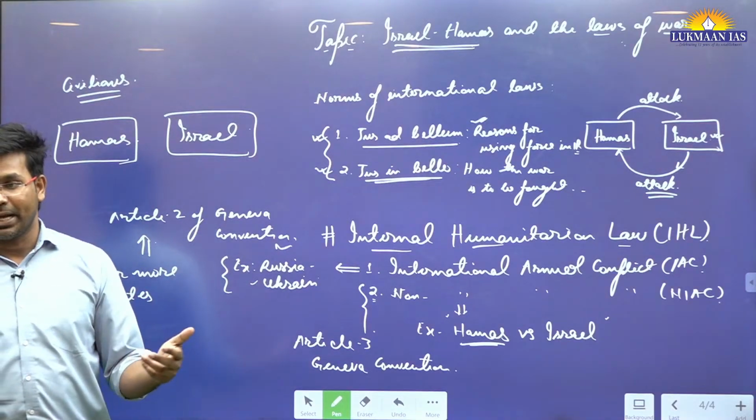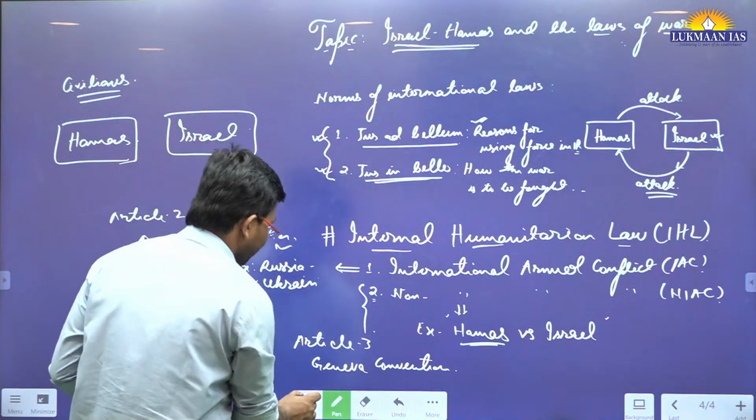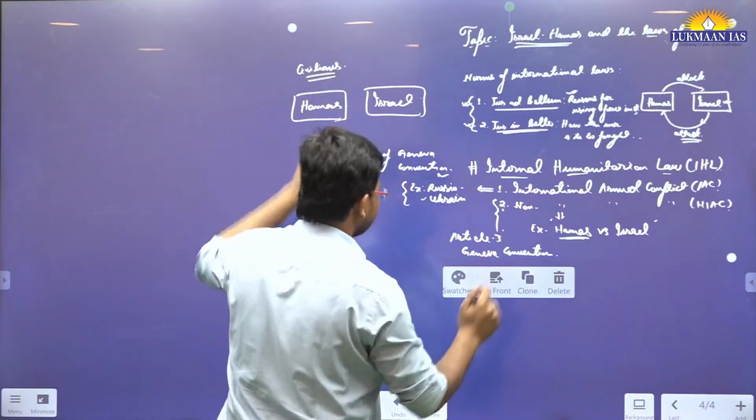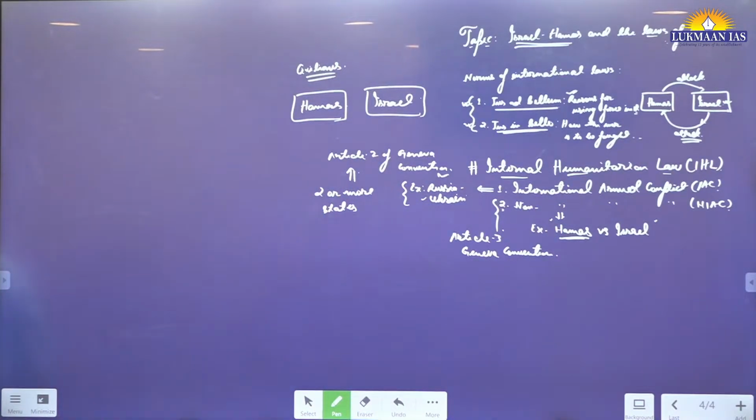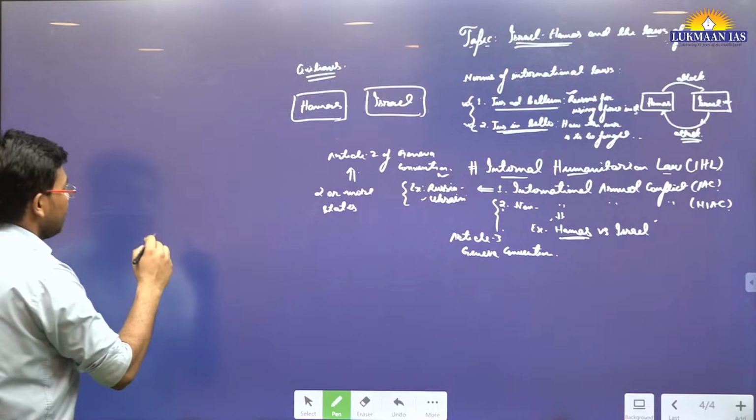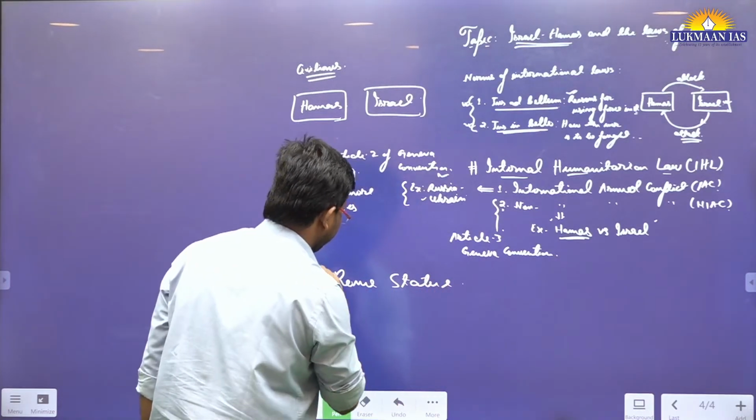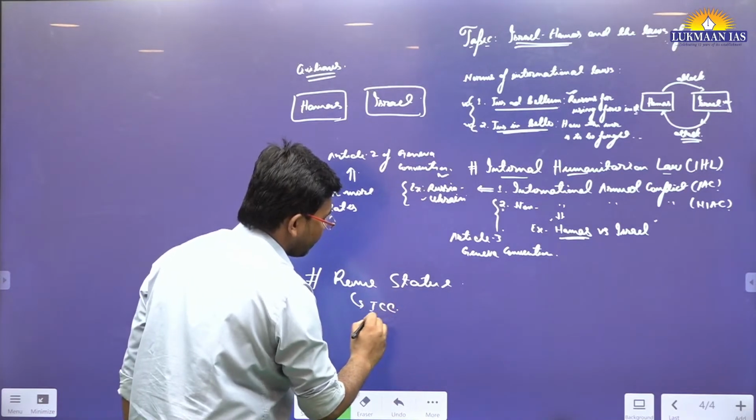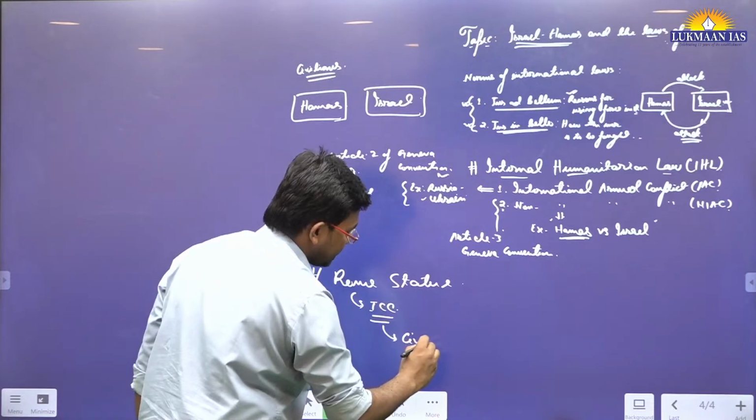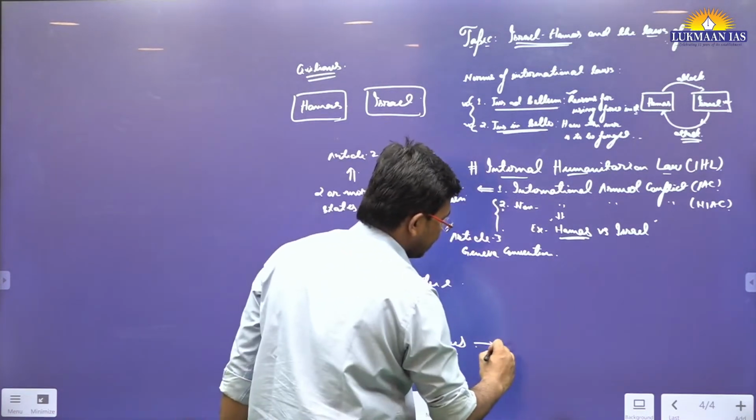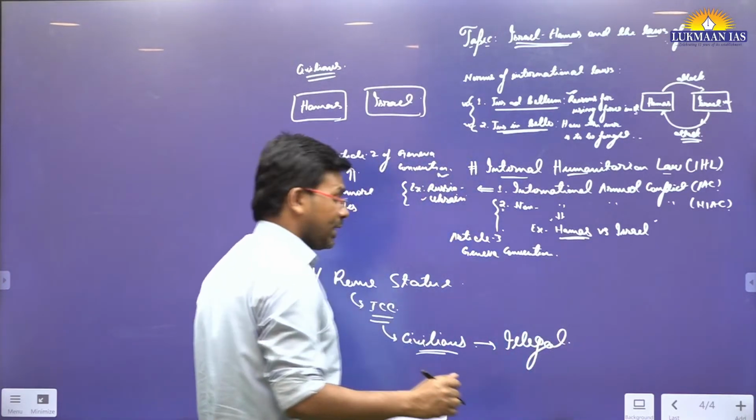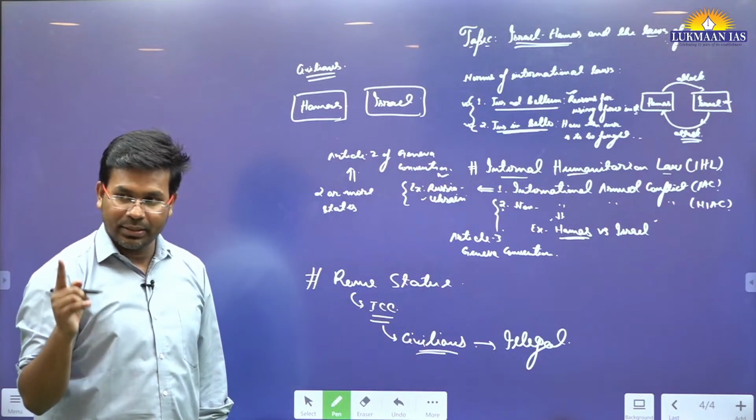In this article they have discussed that if civilians are killed in a warfare, that is illegal. For example, here they have talked about the Rome Statute, which has led to the creation of the International Criminal Court. The Rome Statute itself says that civilians should not be killed. If civilians are killed, it is illegal under international law. So the attack that Hamas has done, which killed civilians, was illegal under international law.